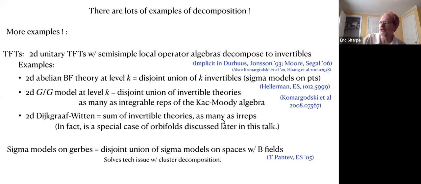For example, a sigma model on a gerbe turns out to have some issues with cluster decomposition, which are solved by the fact that it's a disjoint union of sigma models on spaces, but that's mostly beyond the scope of what I'll be talking about today.